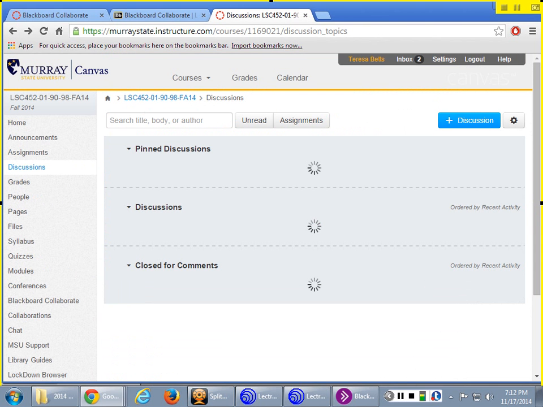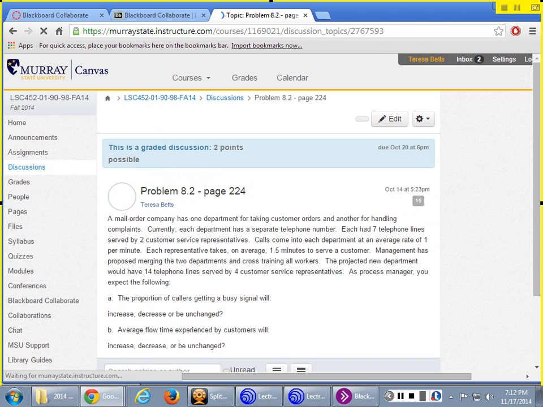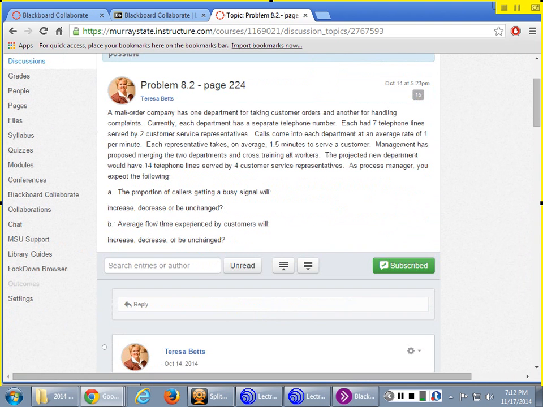I think once you get your head around it, it's not hard, but it doesn't always make intuitive sense the first few times through. Okay, 8.2. A mail order company has one department for taking customer orders and another for handling complaints. This is where we have unpooled variability right now. We have one department here and one department here. Currently, each department has separate telephone numbers. Each had 7 telephone lines served by 2 customer service reps.